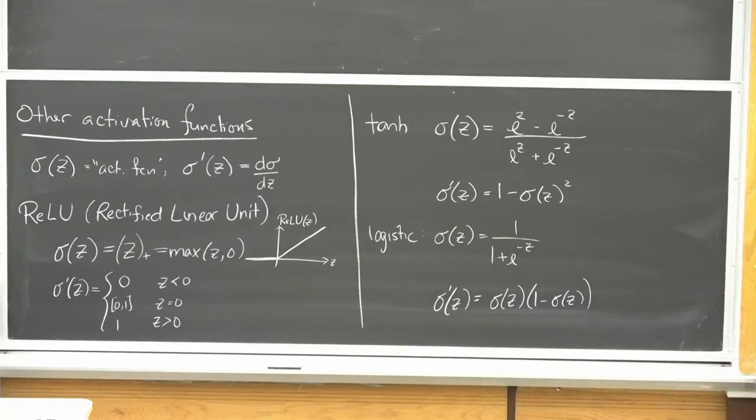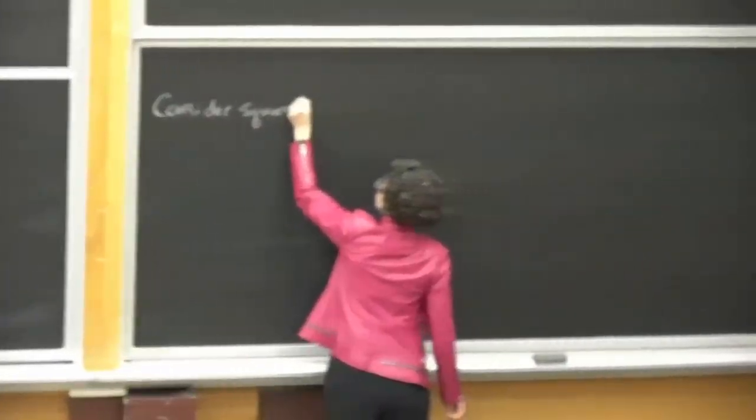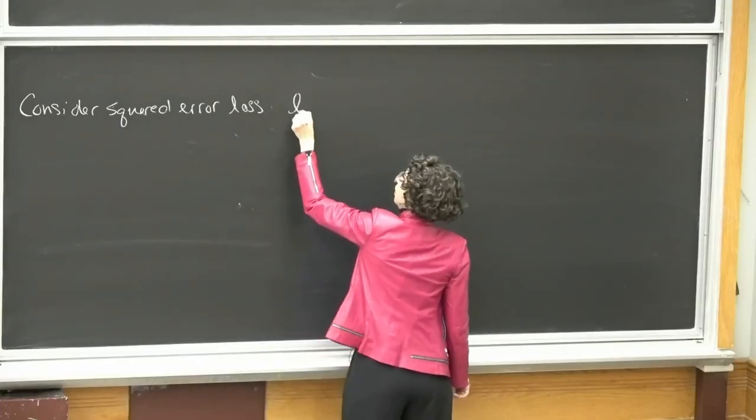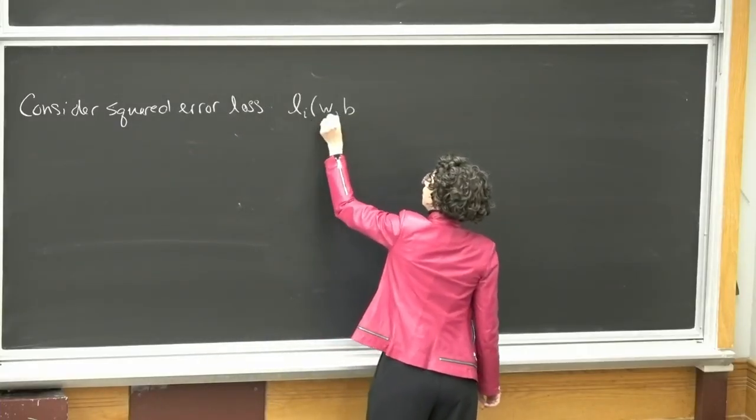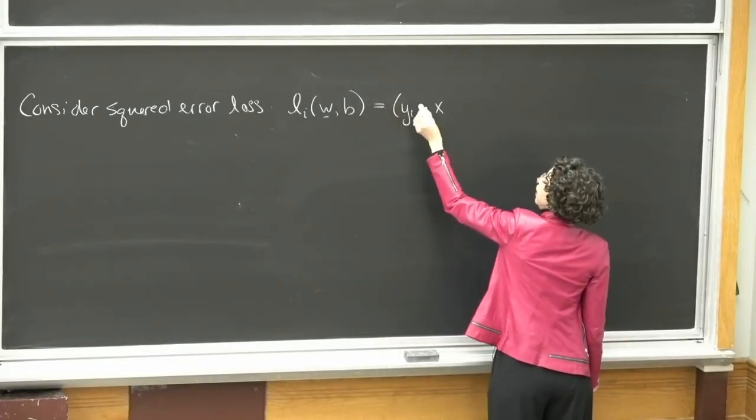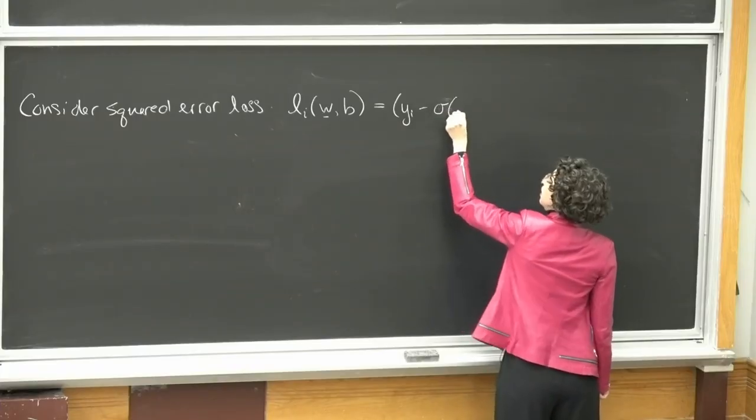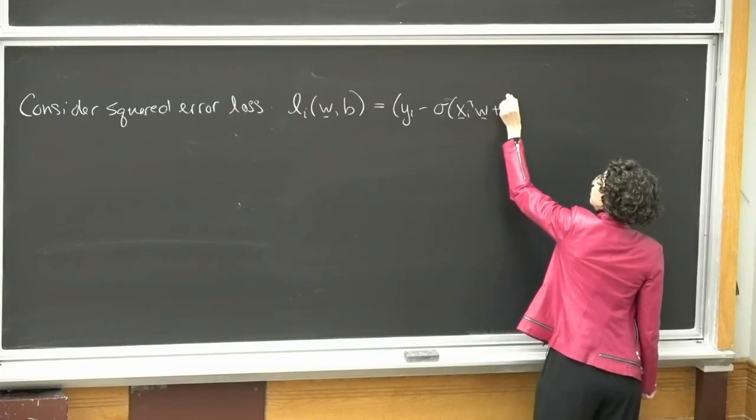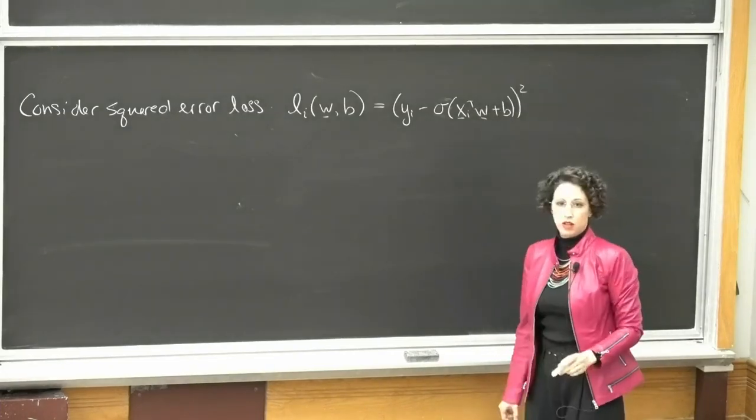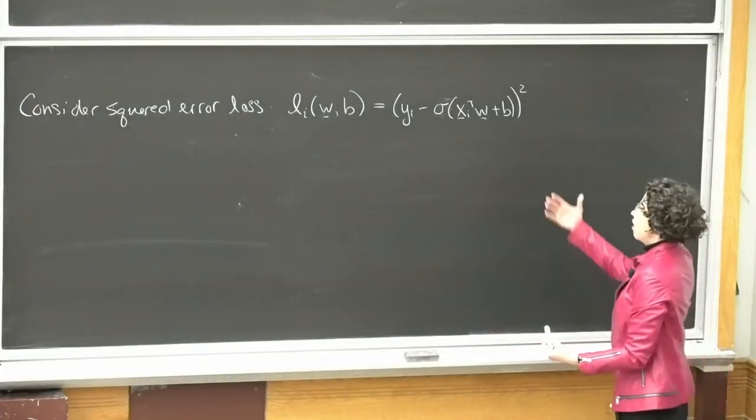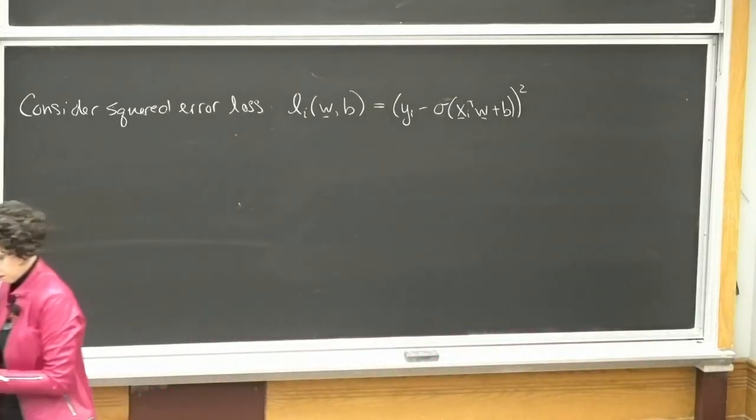So we are going to consider squared error loss, just to work this out in detail. In particular, our L_i of W and b is going to equal y_i minus sigma of x_i transpose W plus b, quantity squared. This is the loss associated with the ith sample when we've got weights W and bias b.